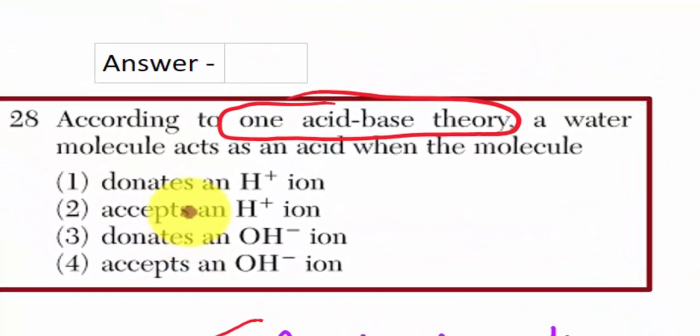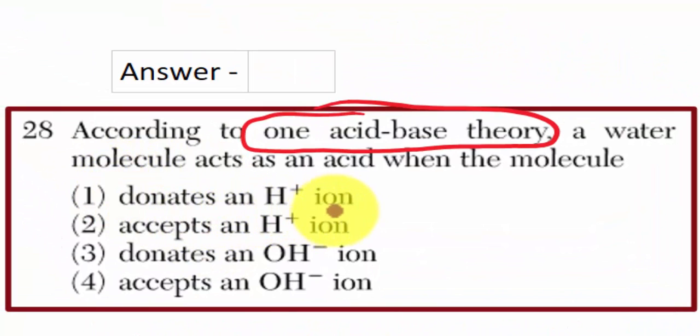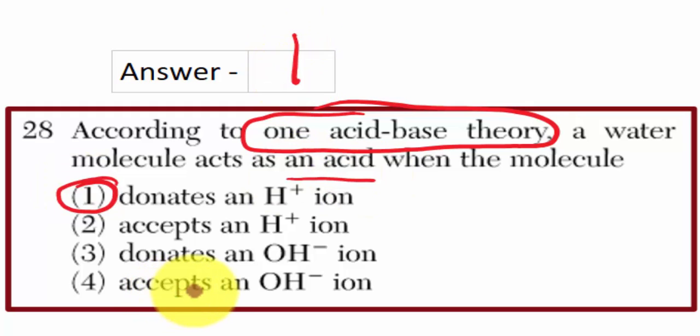So if we look back through the answers, we see that donates a hydrogen ion as being the best answer here, because it is associated with acids. Certainly, acids are not associated with donating hydroxide or anything to do with hydroxide, and they don't accept hydrogen ions, they donate them. Answer 1.